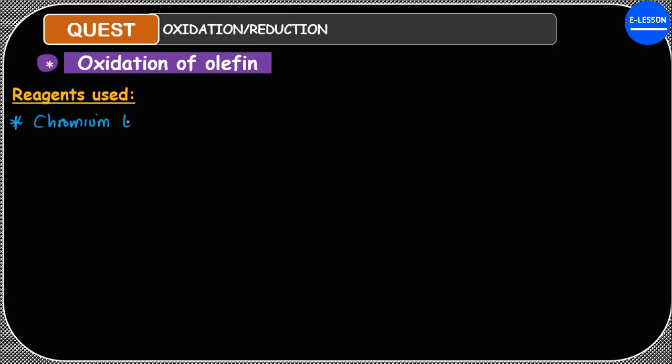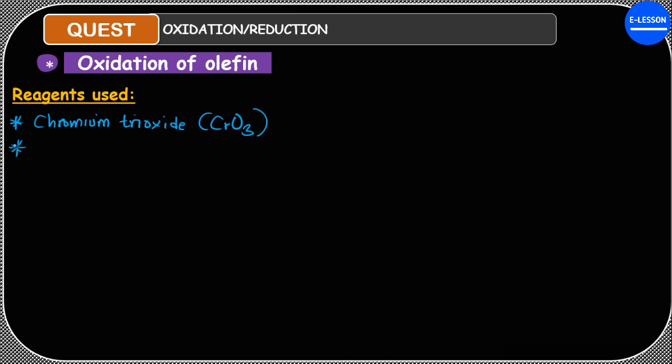Chromium trioxide. Of course, most of these oxidizing agents don't actually carry out this process of oxidation alone, as they usually join with other agents to carry out the function of oxidation. So when you say chromium trioxide, it may actually be dissolved in some sort of solvent. Are you getting it? We are going to look at them in detail later. So chromium trioxide, which can be written as CrO3. This is the formula of chromium trioxide.